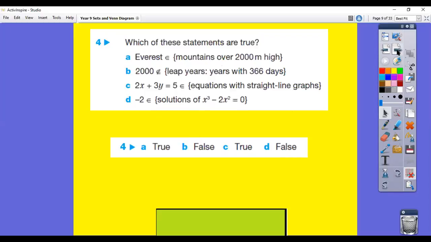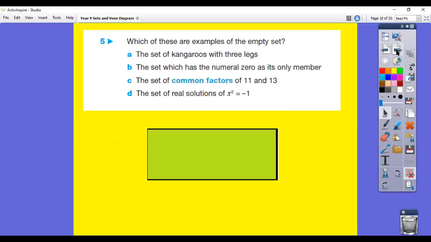Okay, moving on to the final question. Which of these are examples of the empty set? Remember, empty set means there's nothing in there. For example, the set of kangaroos with 3 legs. Are there kangaroos with 3 legs? Well, obviously the answer is no. So that would be an example of an empty set.